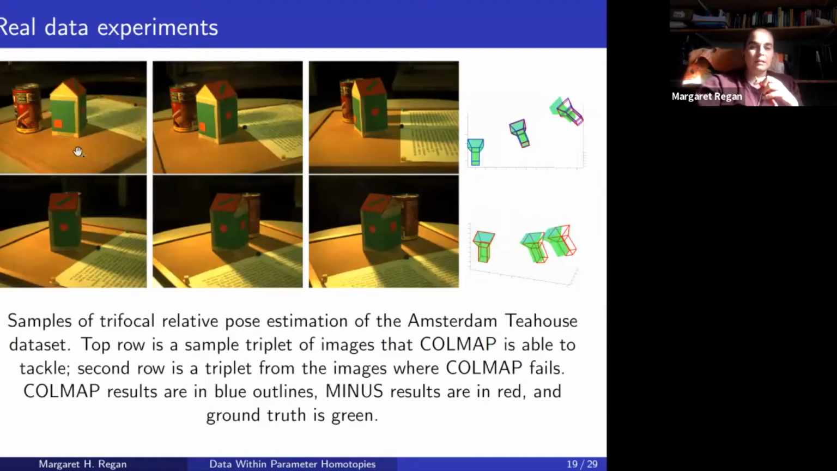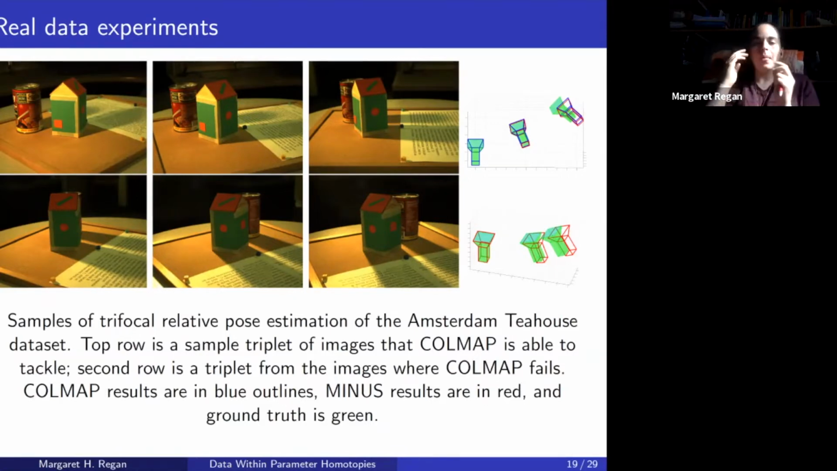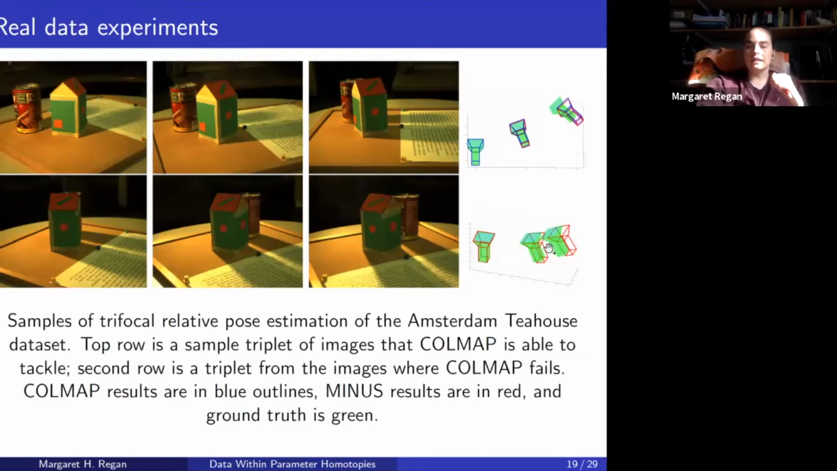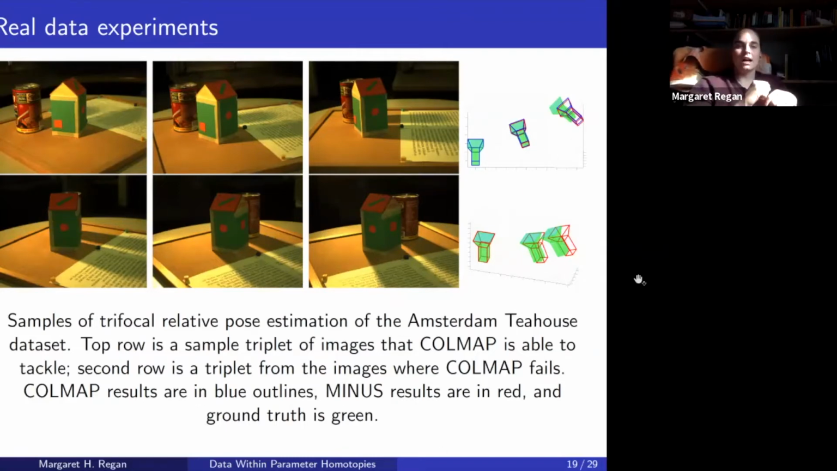And this is another example of an Amsterdam tea house data set. I'm not really sure exactly where that name came from, but it shows that our homotopy continuation methods work relatively closely to other methods, right? So the other method is in blue and ours is in red, and the ground truth, so the actual solution, is in green. And so we can see that our methods agree pretty consistently, right? There's not much difference here, and they're pretty close to ground truth, at least at the same point.